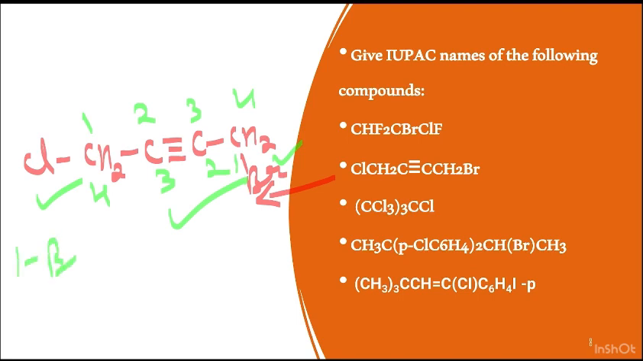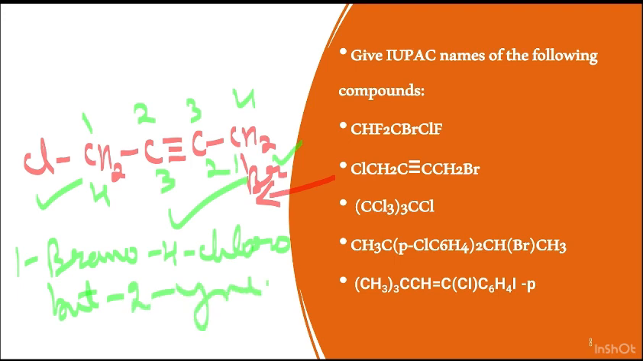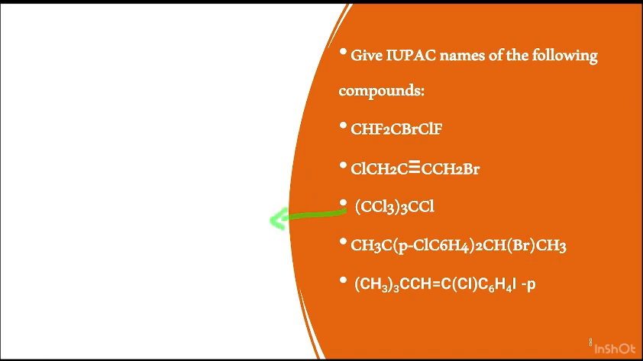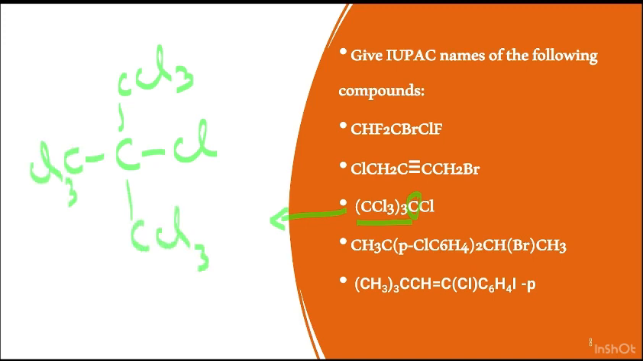1-bromo, 4-chloro, but-2-yne. Next, you have CCl3 thrice on this carbon and one more Cl. Carbon is only one in the middle, Cl, and then you have CCl3, CCl3, CCl3. I have taken the examples which students find confusing year after year. I have seen that, so I chose some of them.